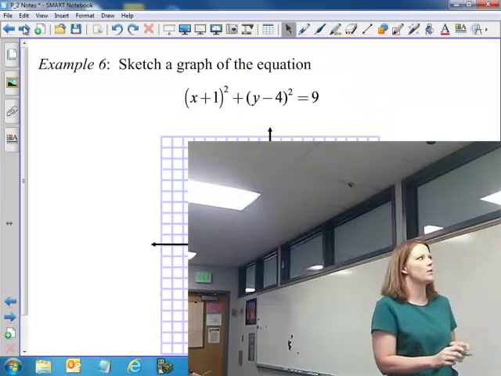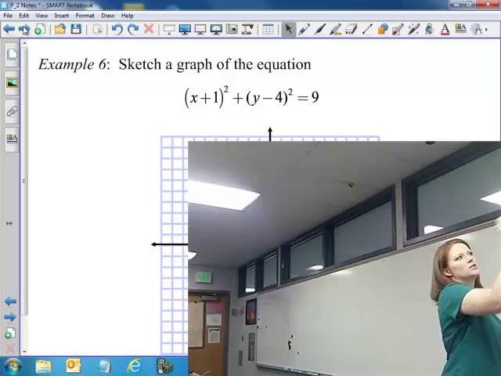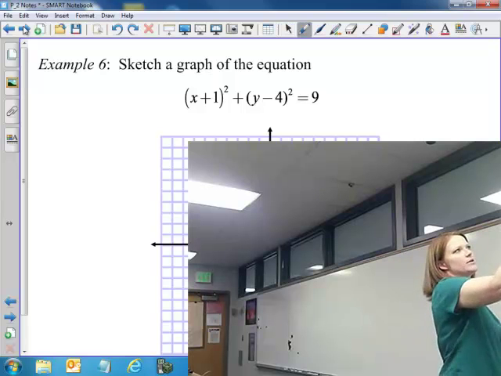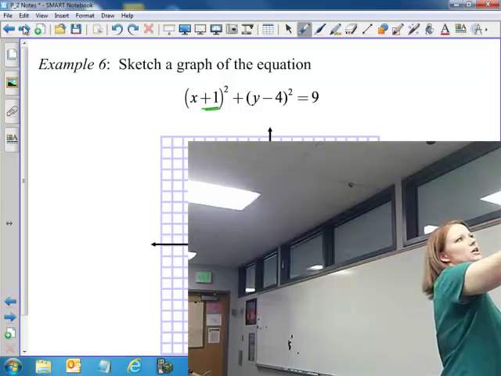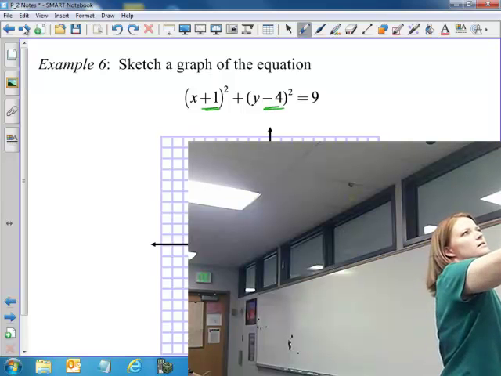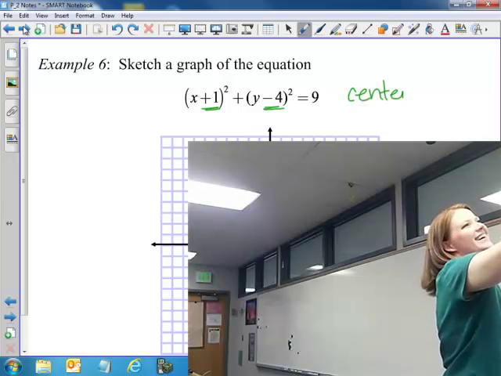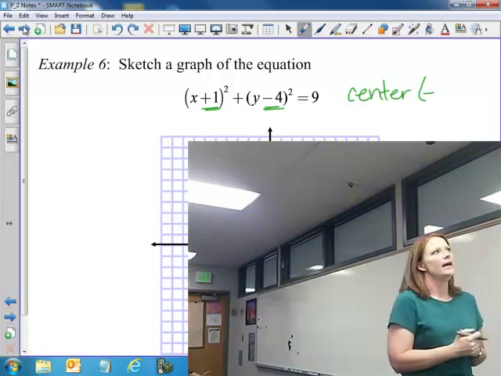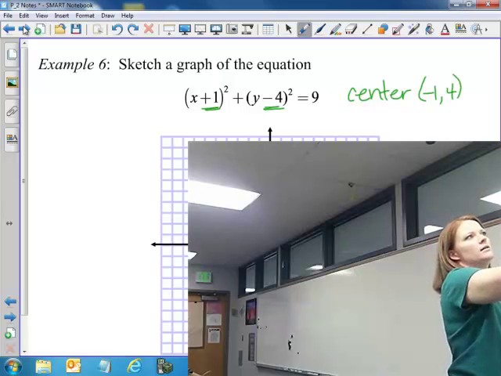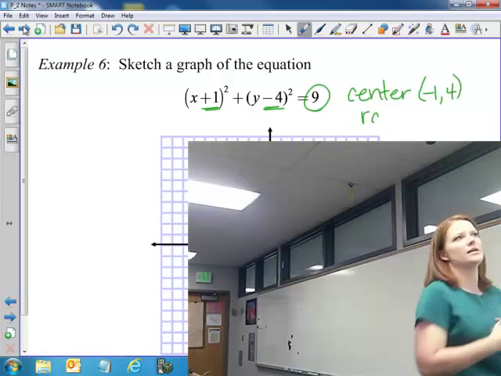Okay, so one more thing we can do with our circle. What if they gave us the equation of a circle? We need to work a little backwards. So again, Mr. Lecky mentioned a second ago, it's going to be the opposite of the x number and the opposite of the y number to get the center. So my center's at -1, 4. Remember, that's an ordered pair. And then the radius would be? The square root of 9, which would just be 3.